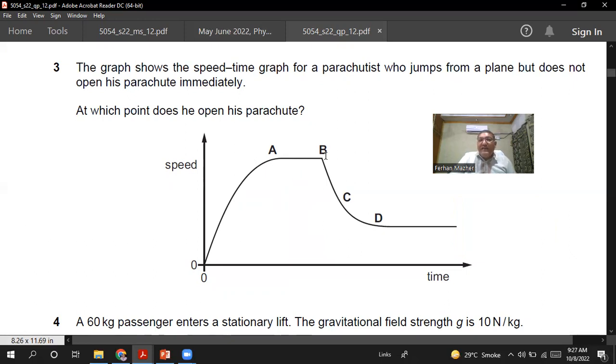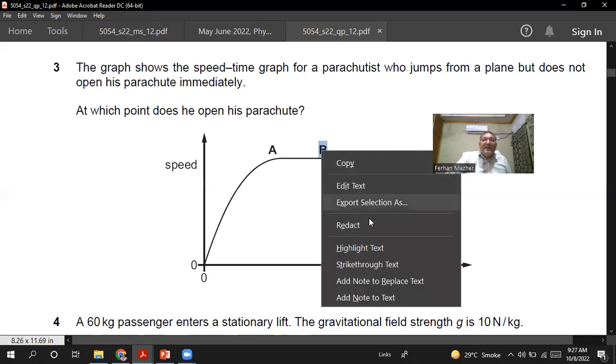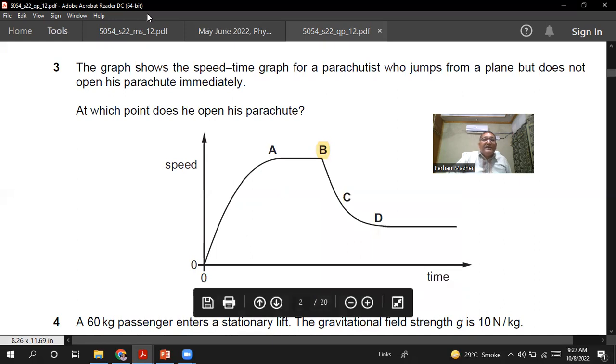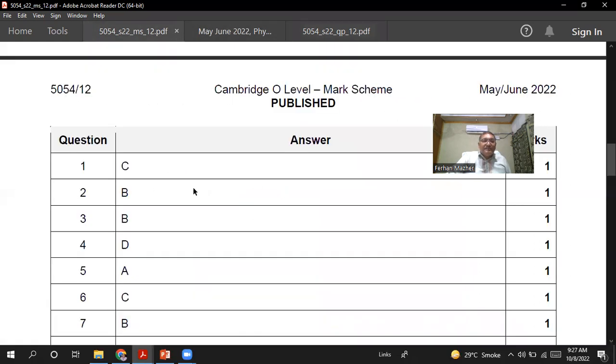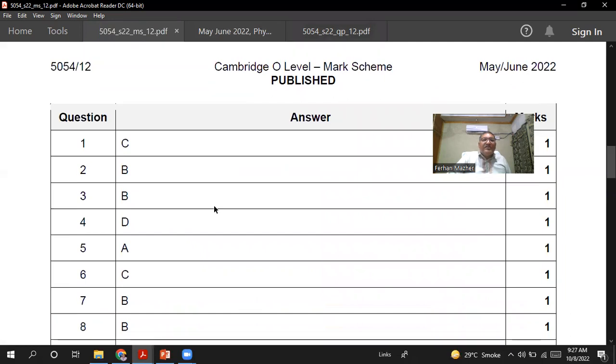So at the point B, he has actually opened his parachute and the air resistance acting on him has become more than his weight. That's why the resultant force is in upward direction. When the resultant force is opposite to your direction, it creates deceleration and your speed starts decreasing. So at point B, he has opened his parachute. So I think B is the right answer. Let's check. Question number three, B is the right option, sir.